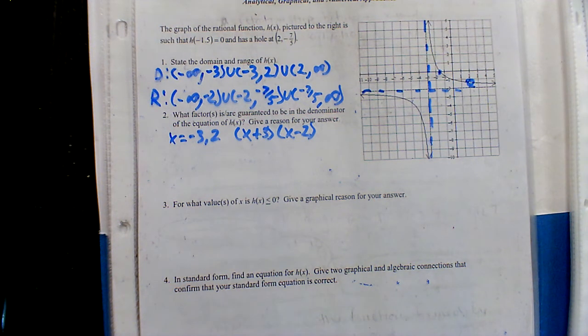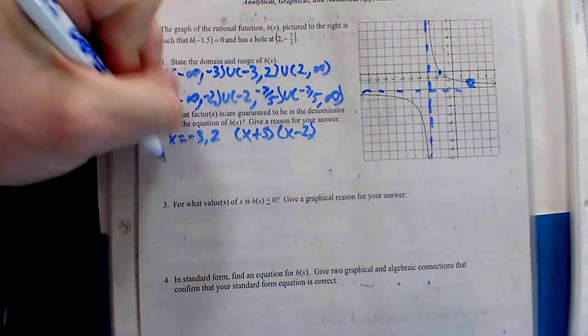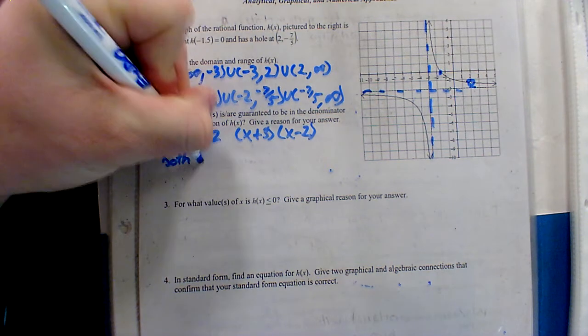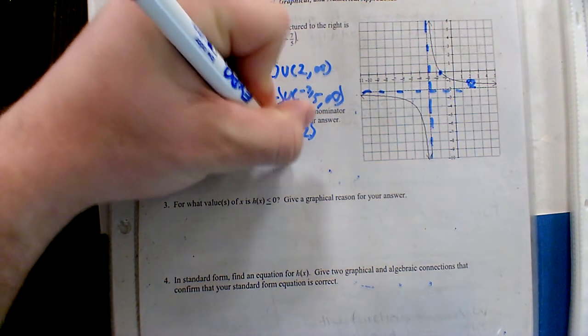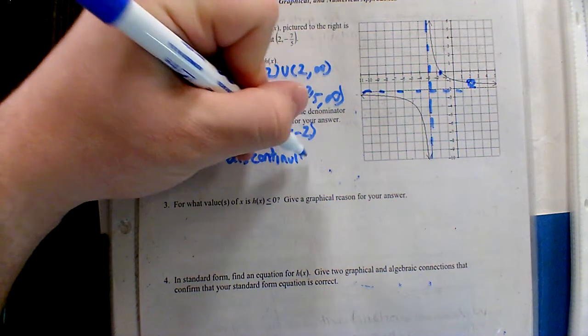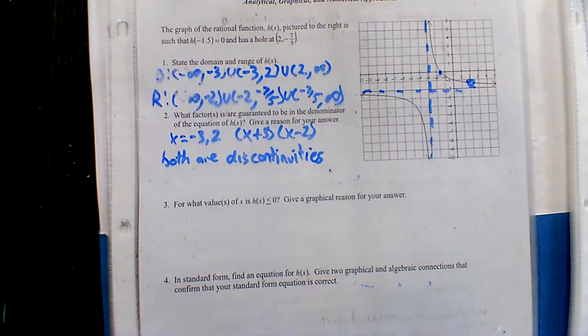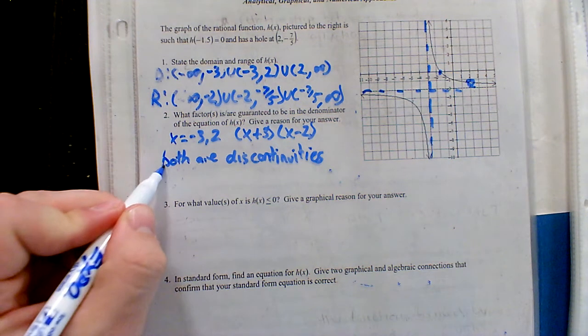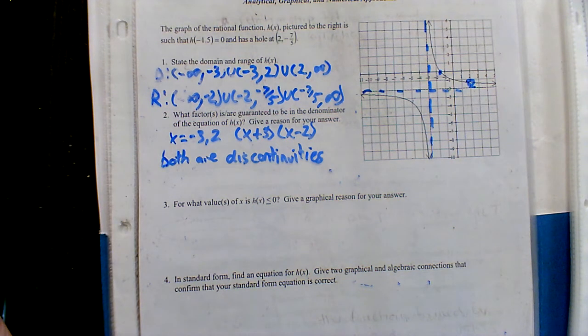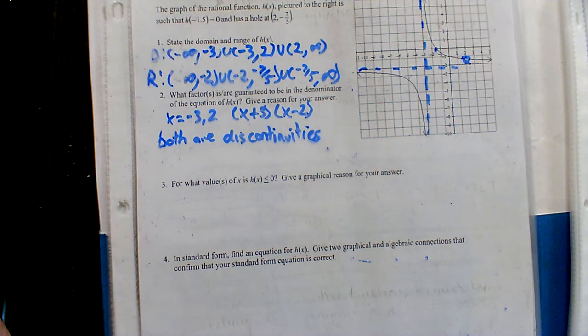2 is a hole, and then negative 3 is a first class. Exactly. So we're just going to state that they're both discontinuities. Both are discontinuities. That's why they're in the denominator. So nothing else in the denominator.